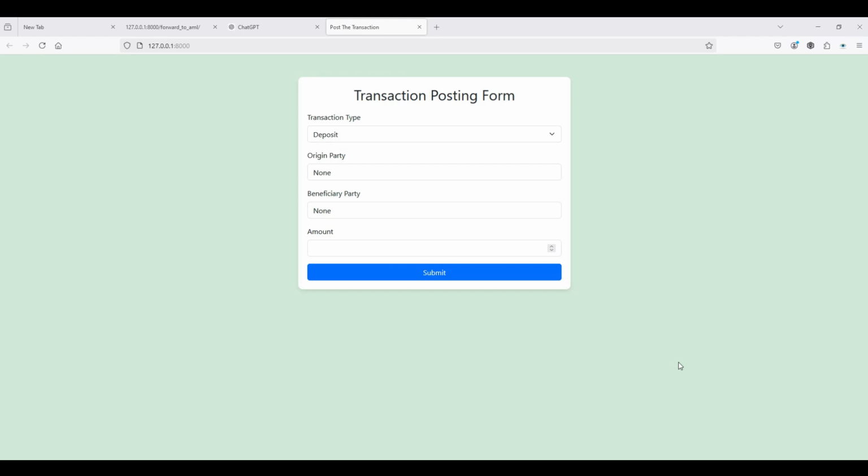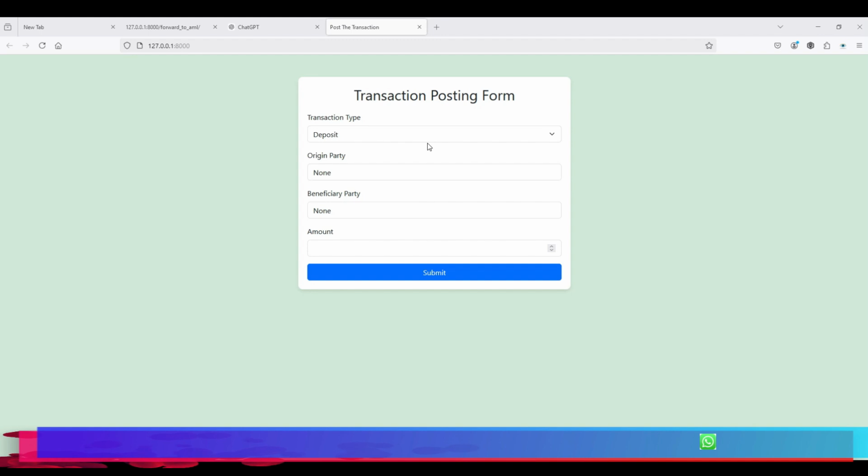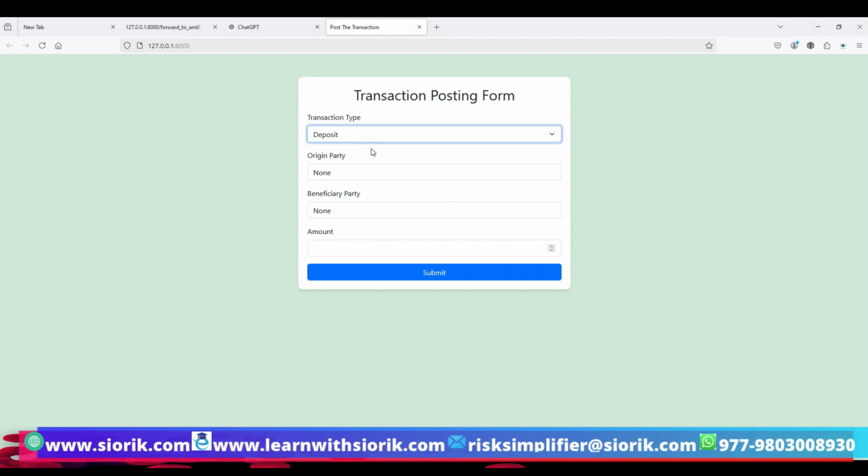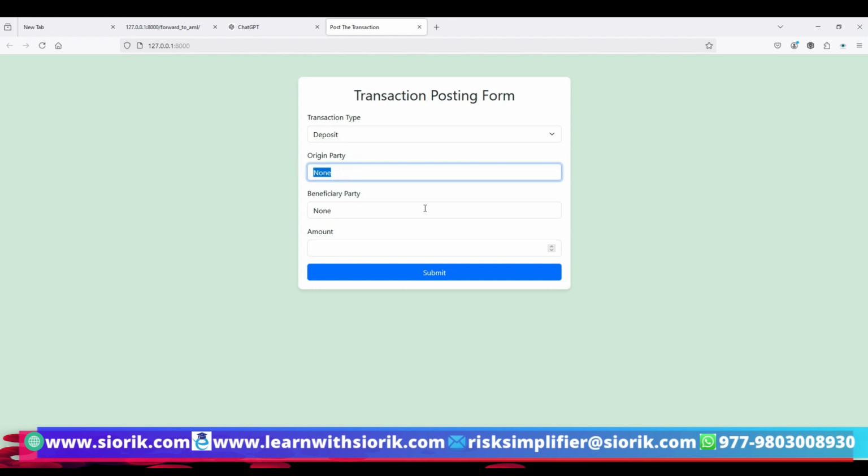Let's imagine this is a transaction module of a banking system which is used to post debit or credit transactions in customer accounts, and I am a teller of that bank. I am entering a deposit transaction that was requested by a customer. So in transaction type I will select deposit, and let's say this customer is someone who belongs to a sanction list.